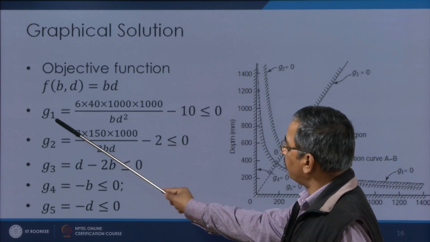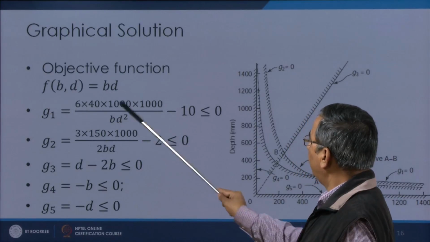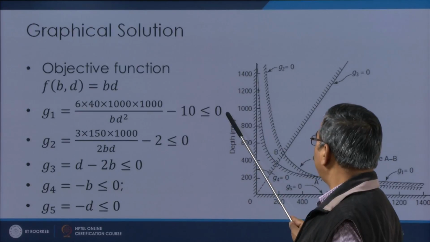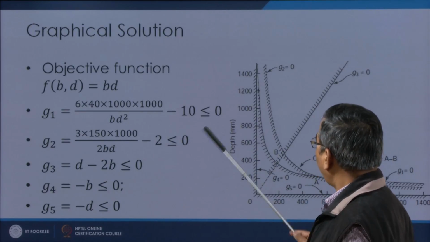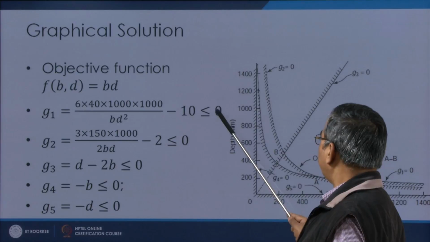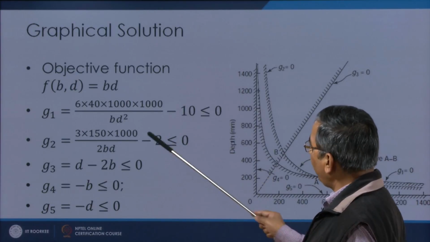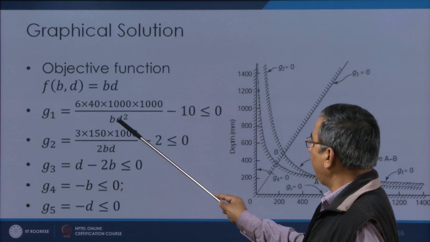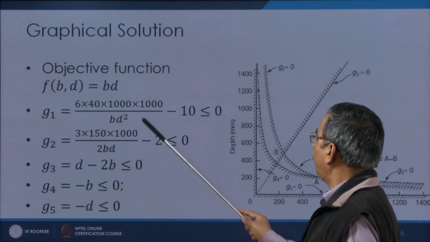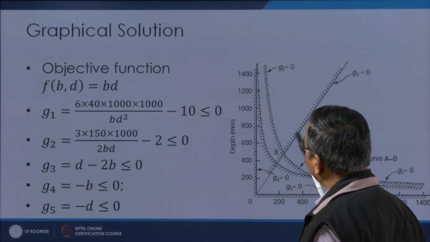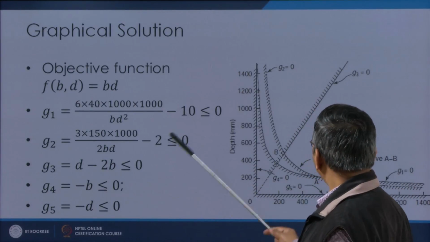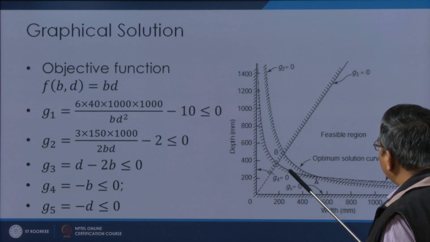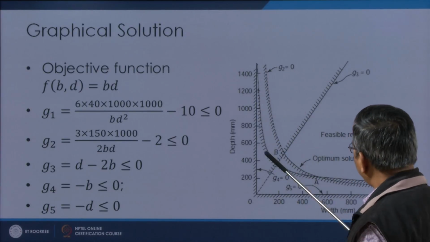My first constraint is this one. So, G1 is equal to this minus 10 should be less than or equal to 0. So, for plotting purposes we take this one equal to 0, and by giving different values of say B, we can find out the value of D, and then we can join all those points and plot. So, the G1 can be plotted like this. So, you can see this is your plot for G1. Okay.